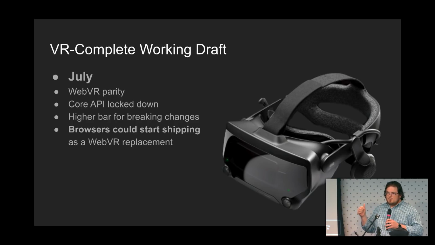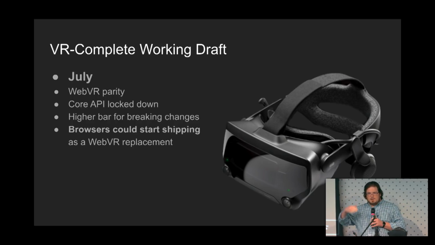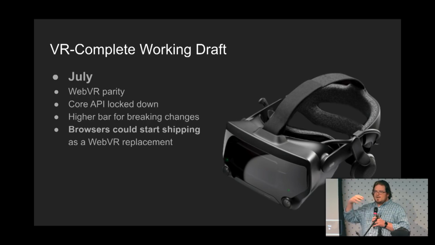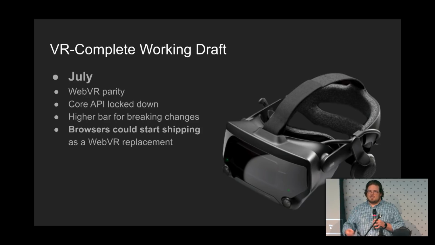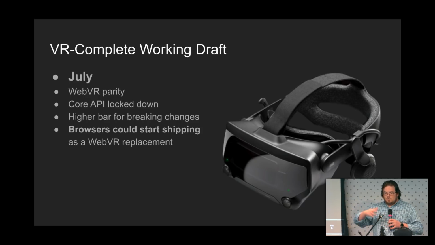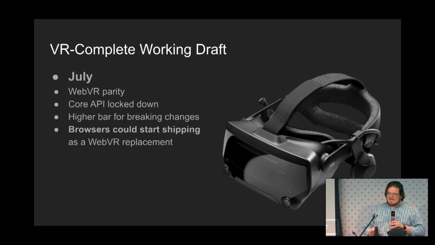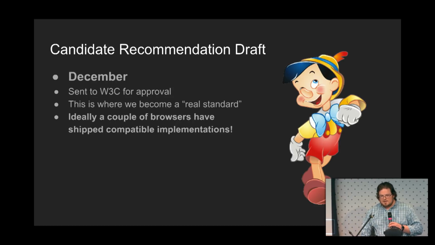The core API at that point is going to be pretty locked down, and there's going to be a much, much higher bar for us to actually go and break anything. We want to start developing a sense with web developers that you can actually rely on this to not be changing under your feet, which has been the case for the last little while. And this is the point where browsers may actually start shipping this and turning it on by default and making it available to web users at large, even though the spec is technically not locked down yet.